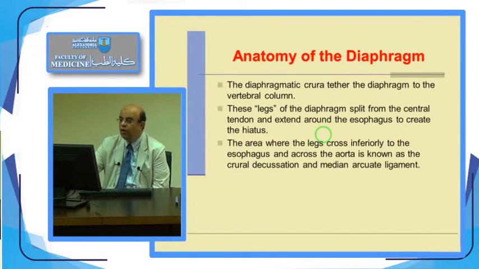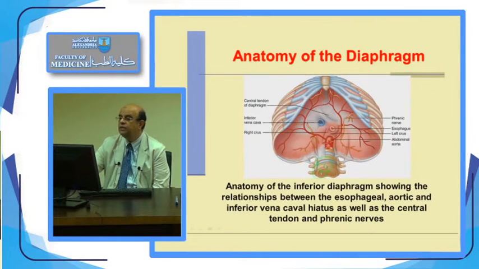These legs of the diaphragm split from the central tendon and extend around the esophagus to create the hiatus. The area where the legs cross inferiorly to the esophagus and across the aorta is known as the median arcuate ligament or the crural decussation. So this is clear here.